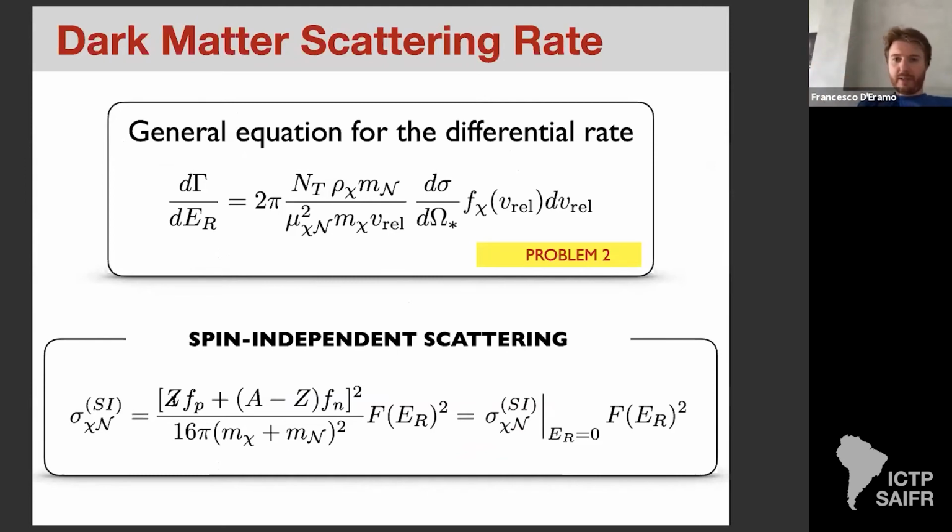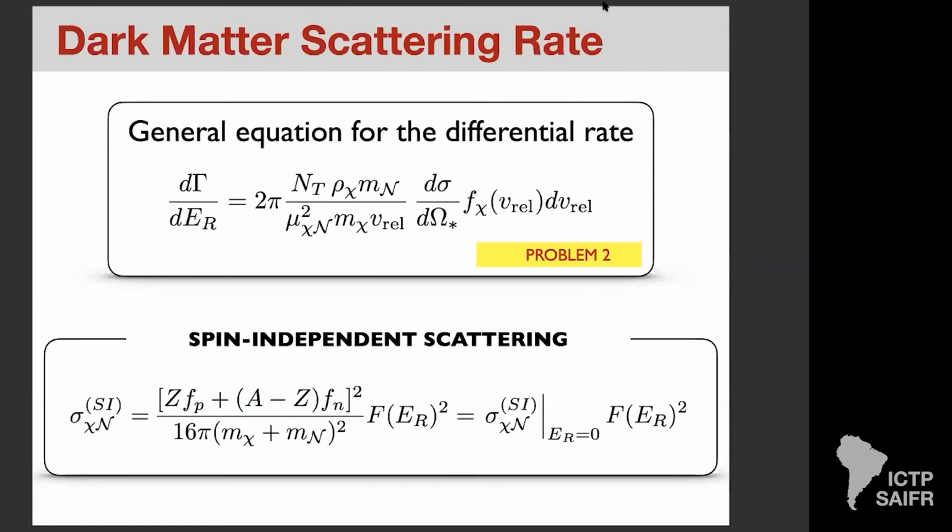There is a constructive interference among all the nucleons. In the simplest case where Fp is equal to Fn, the so-called isospin conserving case, you get Z plus (A minus Z), so you get the A squared enhancement with respect to the cross-section with only one nucleon. And this A squared is a huge number, because xenon has an A of 138, let's say more or less 100. So it's a 10 to the 4 enhancement with respect to the spin-dependent case, where you don't have this enhancement. That's the reason: constructive interference among all the nucleons.